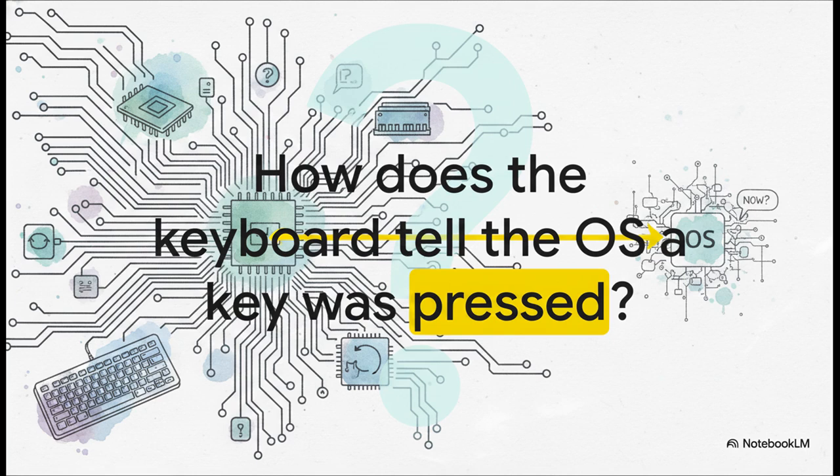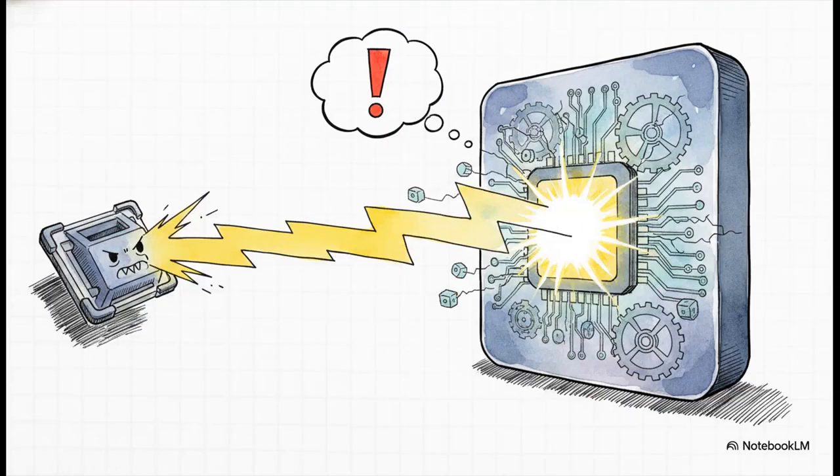So the hardware is connected. But think about this for a second. When you start typing, how does the computer instantly know? Does the OS just sit in an infinite loop, constantly asking the keyboard, "Hey, did you press a key yet? How about now? Now?" Of course not. That would be a terrible waste of CPU resources. Instead, it relies on tiny electrical screams.